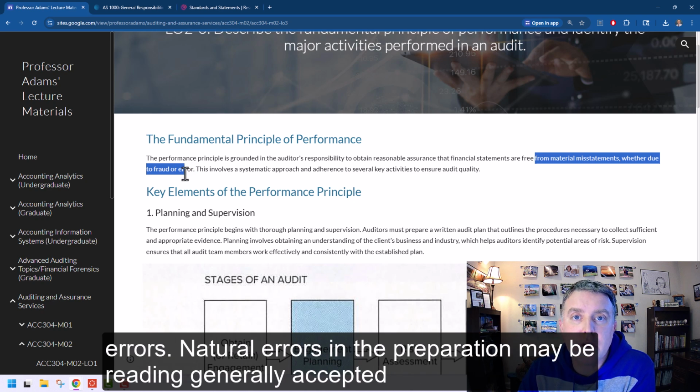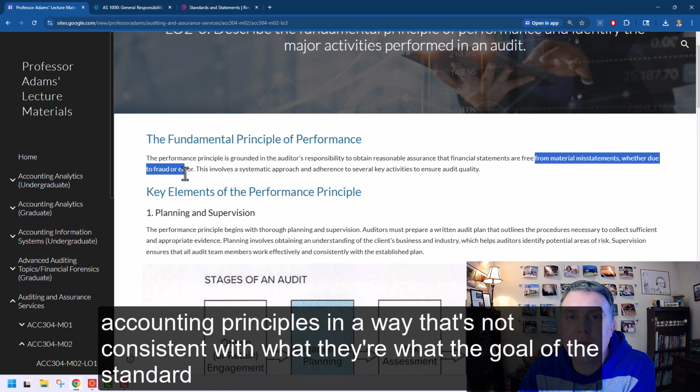Natural errors in the preparation, maybe reading generally accepted accounting principles in a way that's not consistent with the goal of the standard.